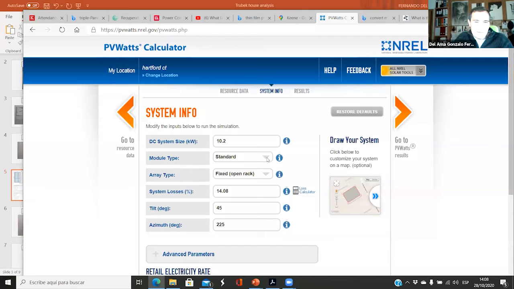Then we have the module type. If we click here, we have the standard, the premium, and the thin film. We could use thin film, but I don't think it makes any sense. We have the standard and the premium. I don't know, since they are Chinese panels, let's use the standard. And then the array type, it can be fixed, or we can use a tracking.